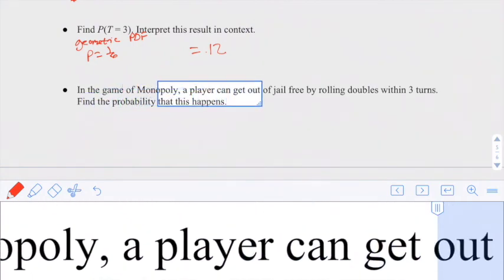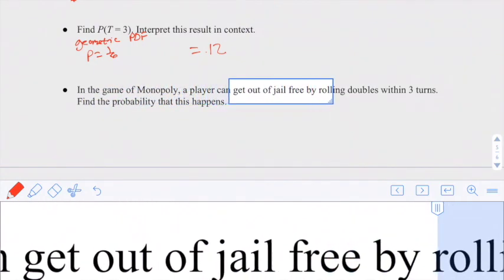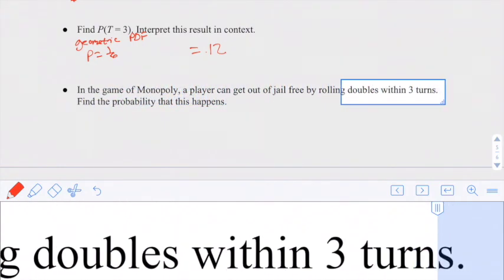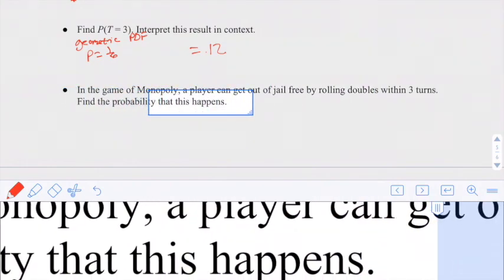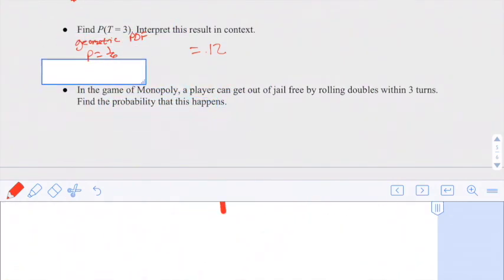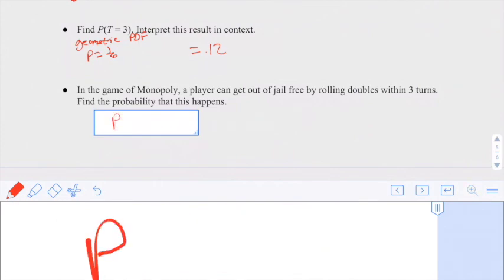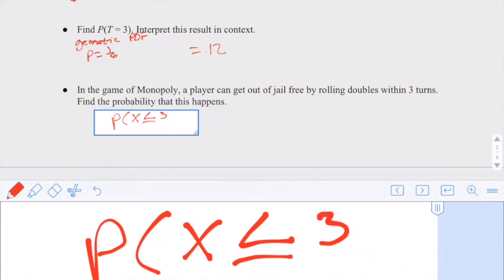In the game of Monopoly, a player can get out of jail free by rolling doubles within 3 turns. Find the probability this happens. Well, that's really similar. We would have all the same stuff, except we want the probability within 3 turns. So the probability x is less than or equal to 3. So this is a CDF.